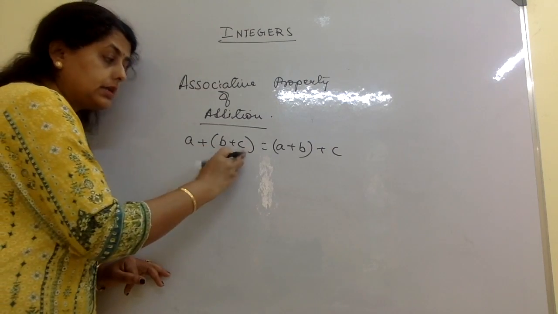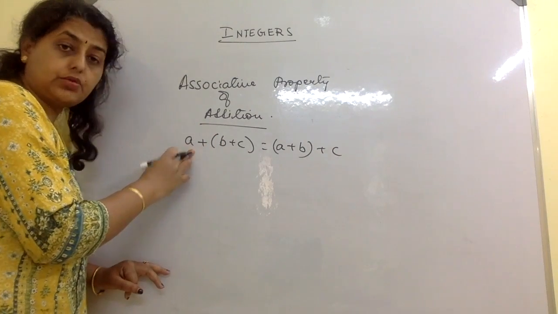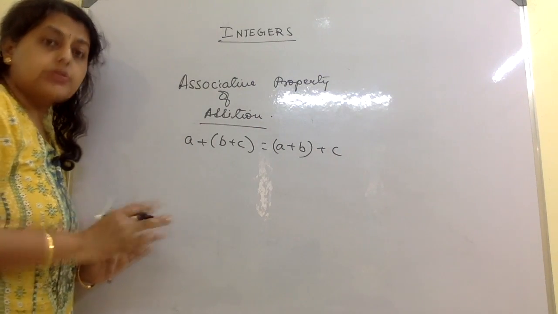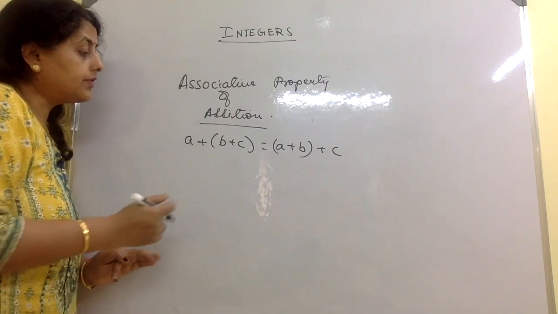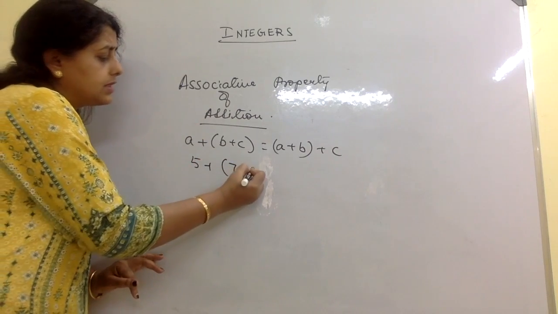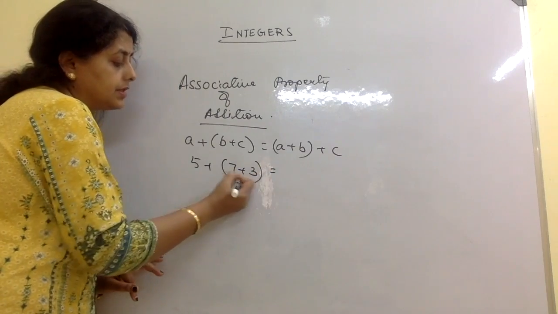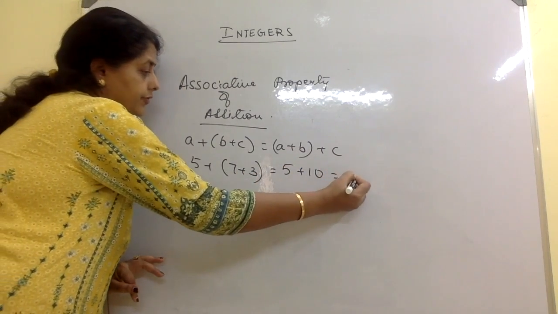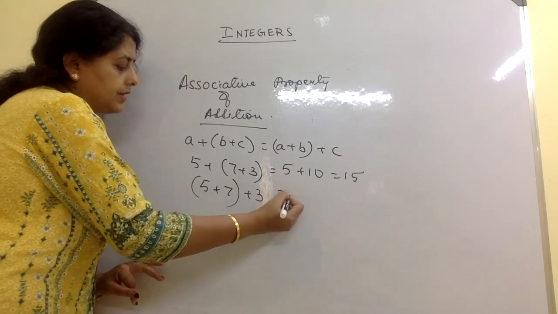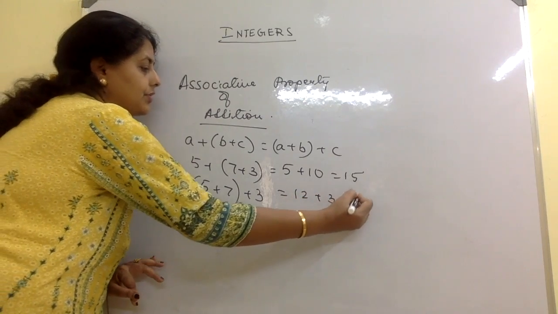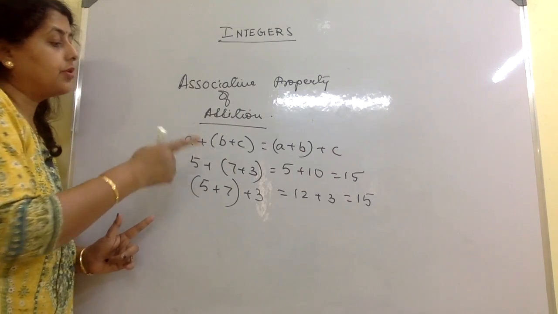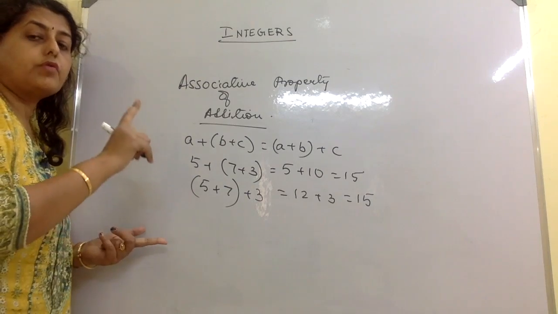Here, b and c are added first, then the sum is added to a. Here, a and b are added first, and then the sum is added to c. Okay, so this is the difference between the two. So, what I have to do here is, let me take numbers: 5 plus (7 plus 3). That gives me 10, and this is 5 plus 10, which is equal to 15. And then (5 plus 7) plus 3 is 12 plus 3, which is 15. Therefore, integers follow associative property of addition.